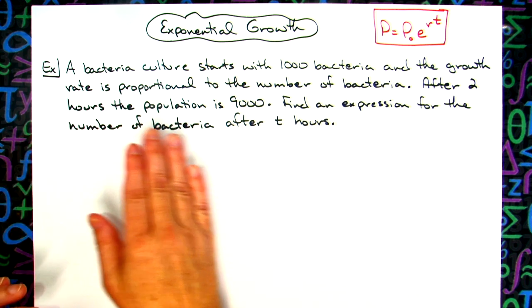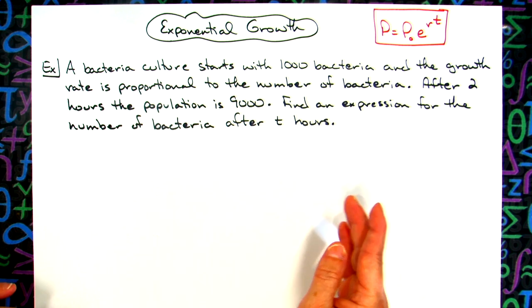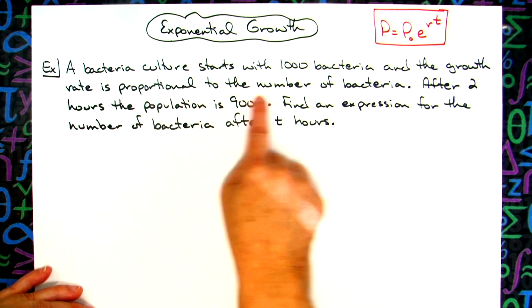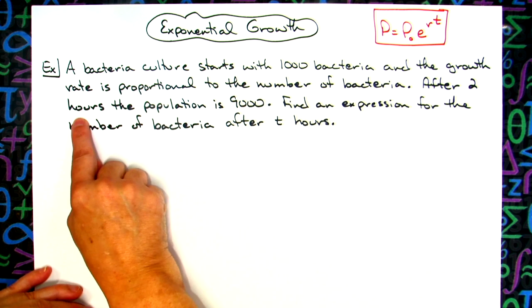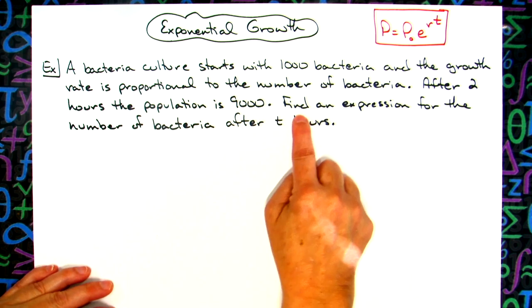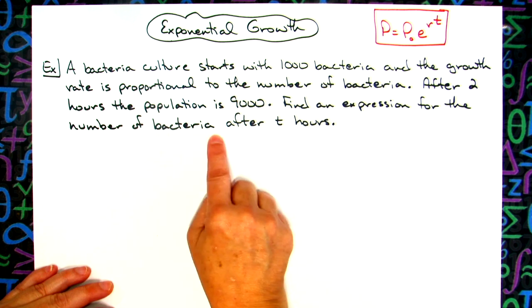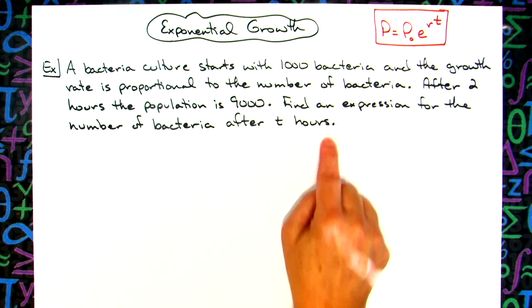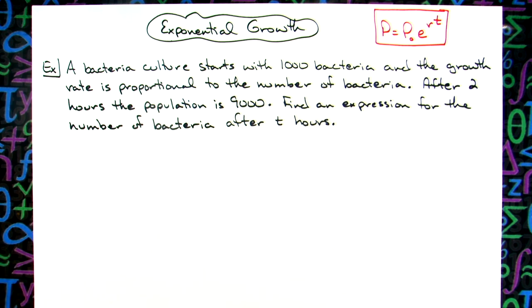Okay, a bacteria culture starts with 1,000 bacteria, and the growth rate is proportional to the number of bacteria. After 2 hours, the population is 9,000. Find an expression for the number of bacteria after t hours. All right, every time you do one of these, you've got basically two different steps you have to do. You need to find the actual rate at which this particular bacteria grows, and then you've got to answer the question, which is find the expression.